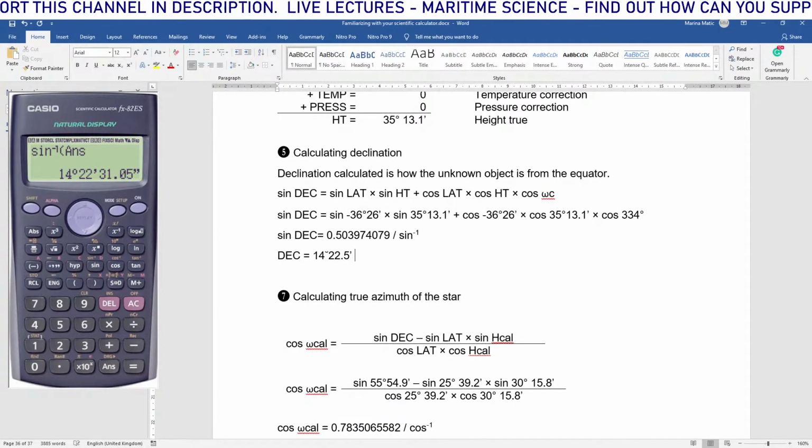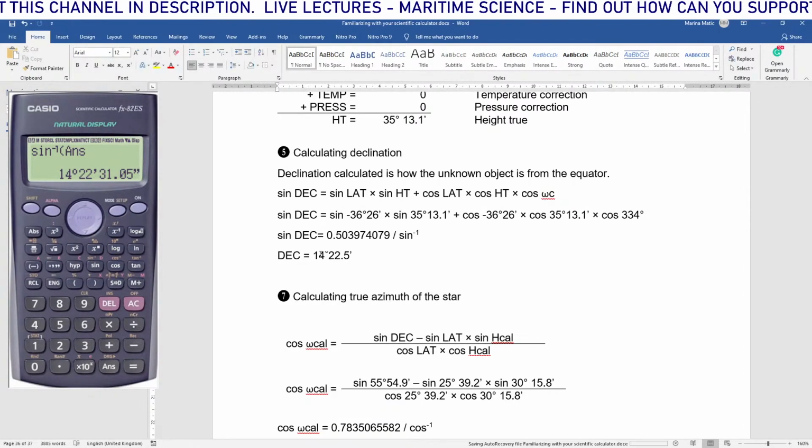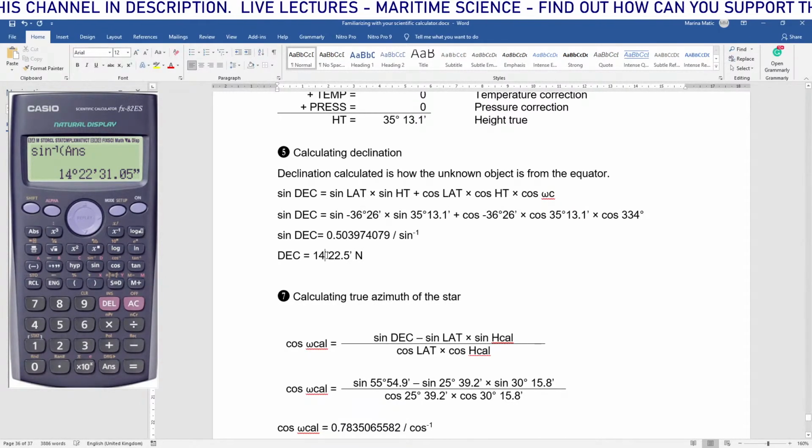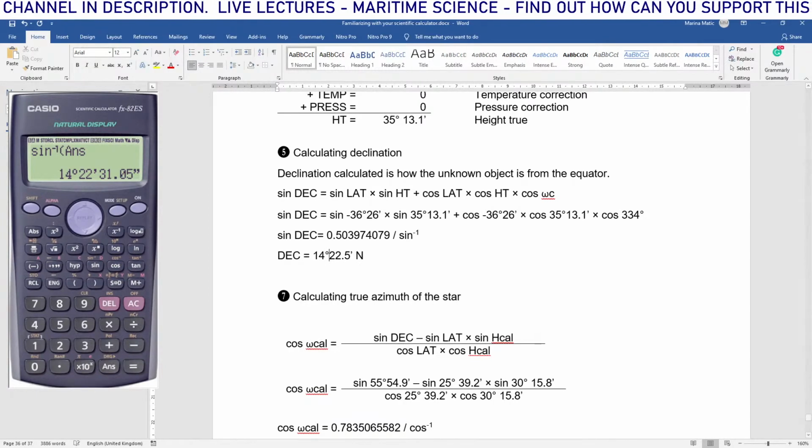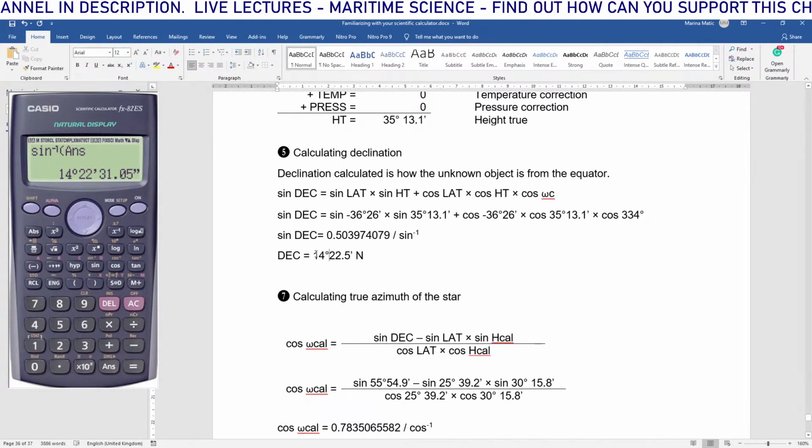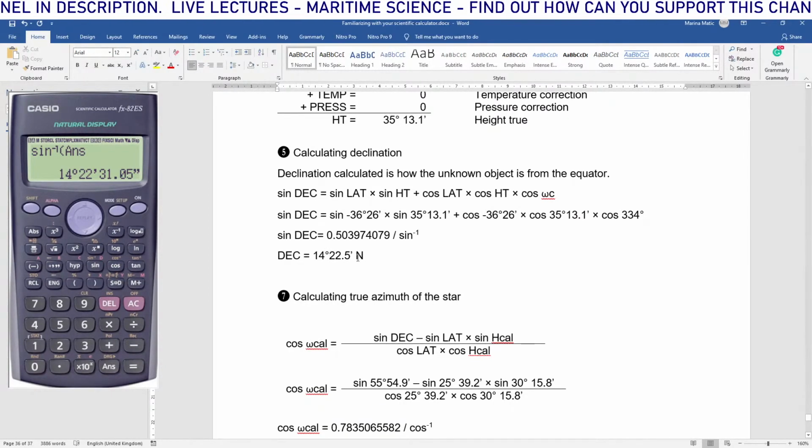22.5 minutes, and because we have a positive result, that means it's north. So positive result means north. If we got this value negative, that would mean declination is south.